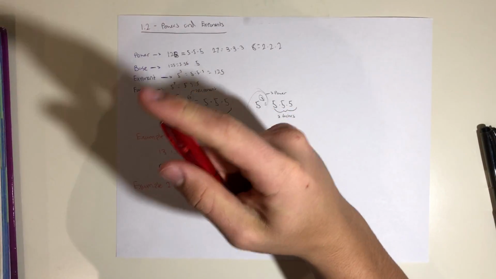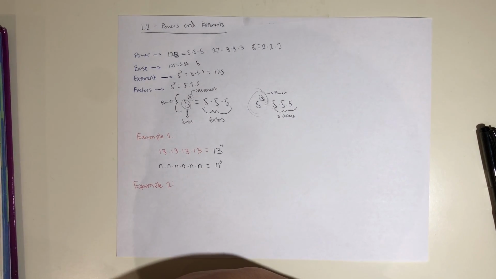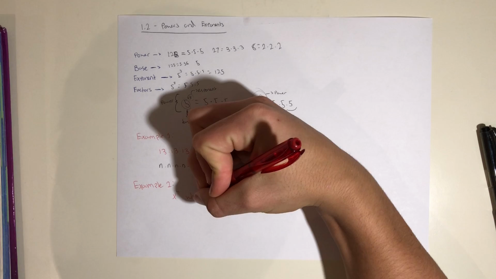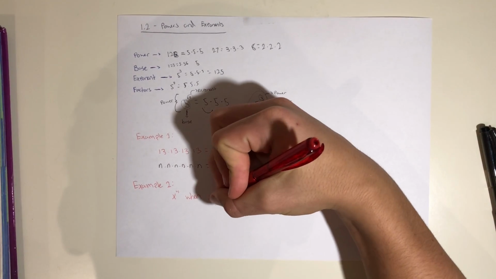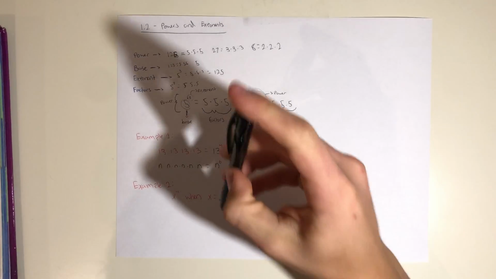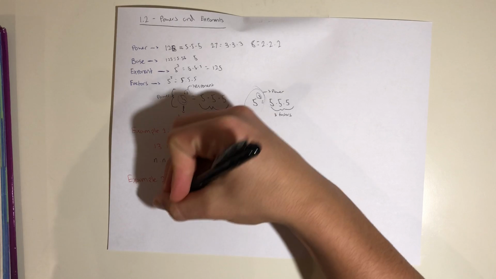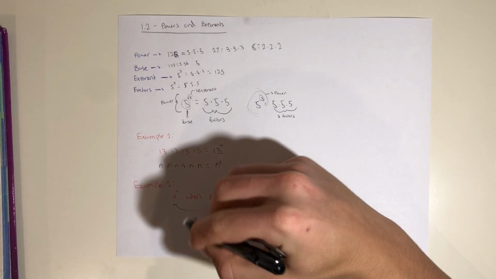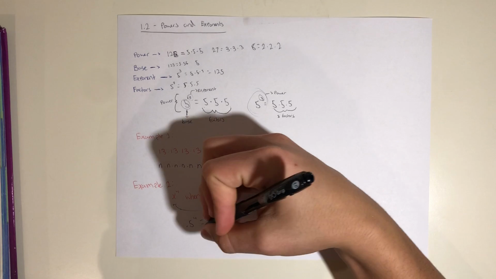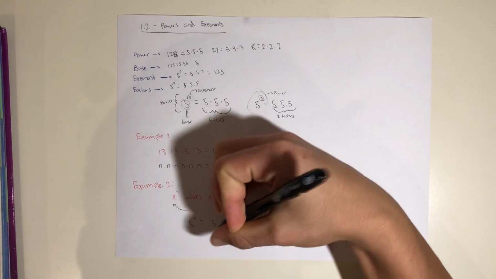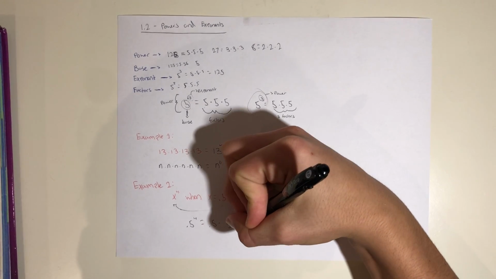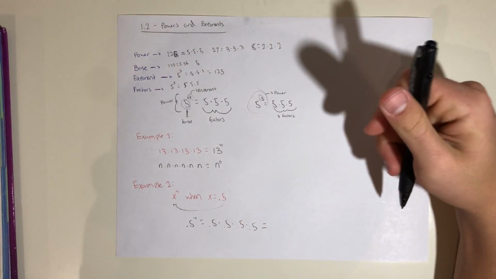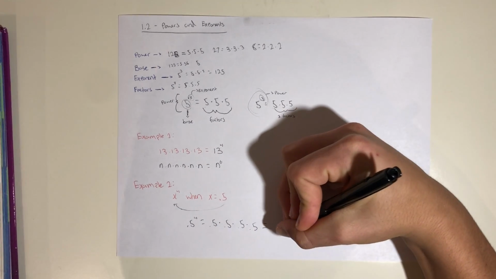Example 2 is just evaluating powers with variables. So let's say we have x to the 4th when x equals 0.5. So what we would do is plug in 0.5, and we would get 0.5 to the 4th. 0.5 is the base, 4 is the exponent, and because 4 is the exponent, we're going to have 4 factors. This is going to be 0.5 times 0.5 times 0.5 times 0.5, which after multiplication, we'd get 0.0625.